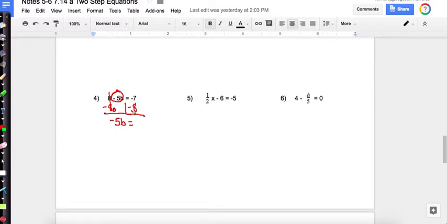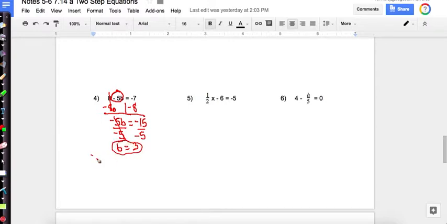So now negative 7 minus 8 is negative 15. The opposite of multiplication is what? Division. So we're going to divide both sides by negative 5 because we still don't have the variable by itself. Negative 5 divided by negative 5 is a 1 in disguise. So b equals negative 15 divided by negative 5, which is positive 3.